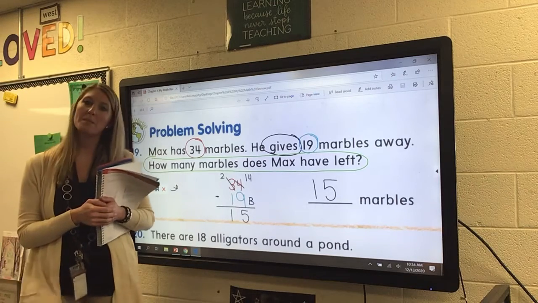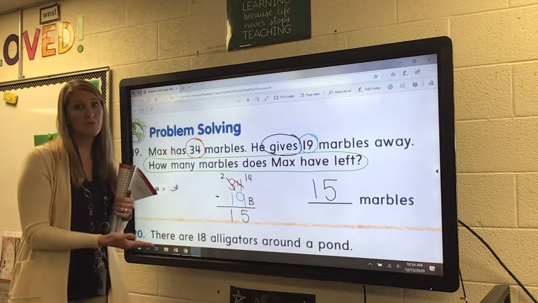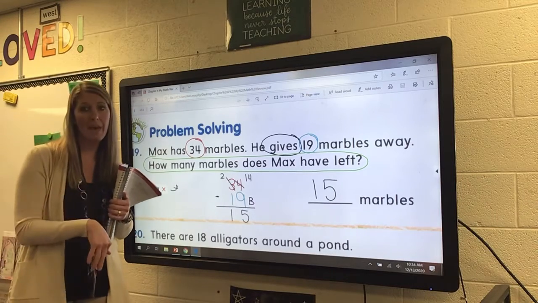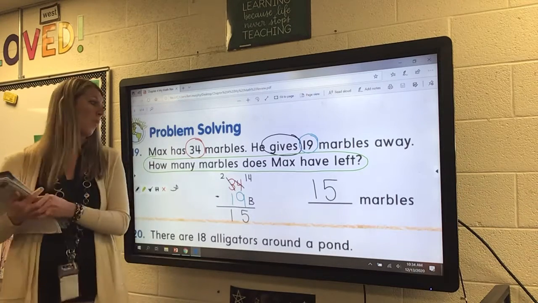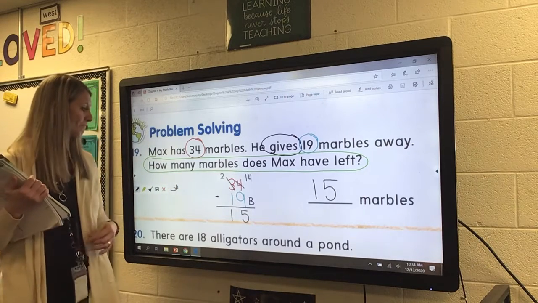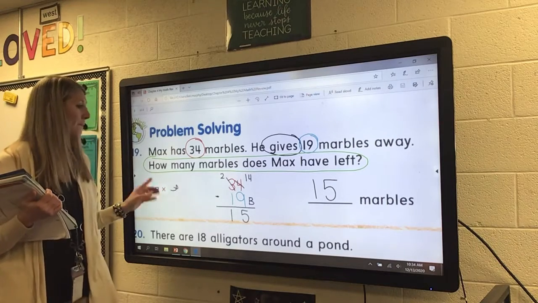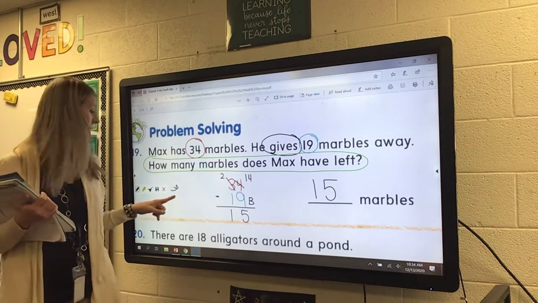Now remember, when we do problem solving, we want to think, how can we solve this? Do we need to subtract? Do we need to draw it out? Do we need to find a pattern? What do we need to do? In this case, we needed to subtract it. Or a number sentence is another way to put it. Pause the video if you need to catch up.